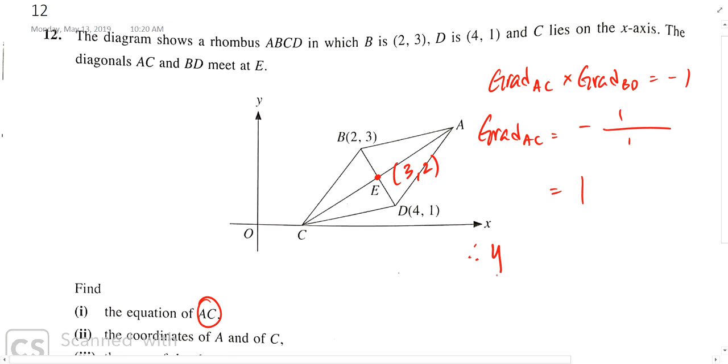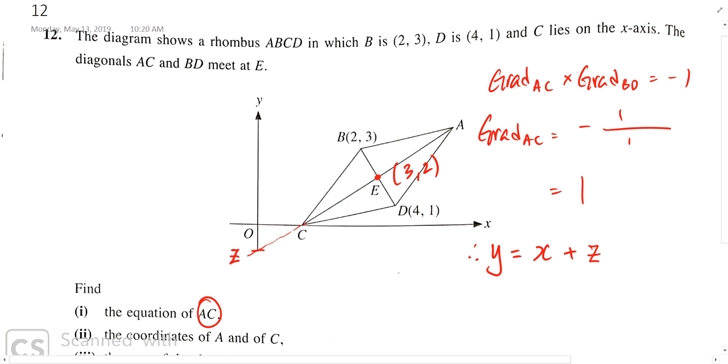So y equals to x plus c. Is this the final equation? Cannot be. I don't know what C is yet. So C must be this point. Can we still put C? In this case, should we put C? No, it's not wise to let it be C. So let's just call it, okay, fine, Z. That will be our y-intercept.